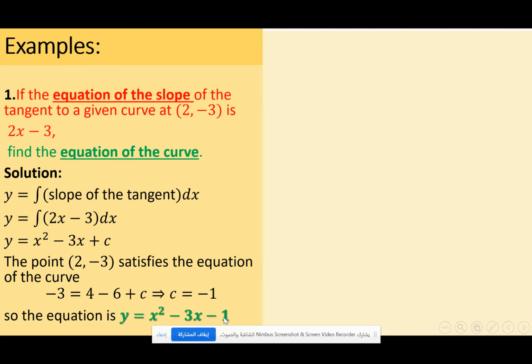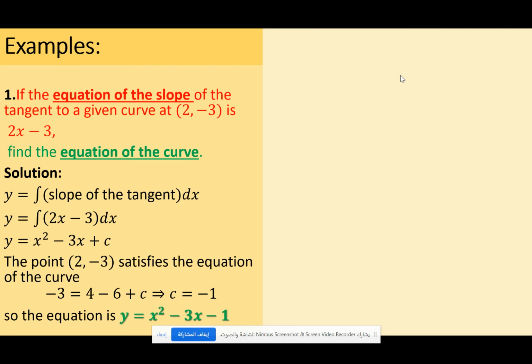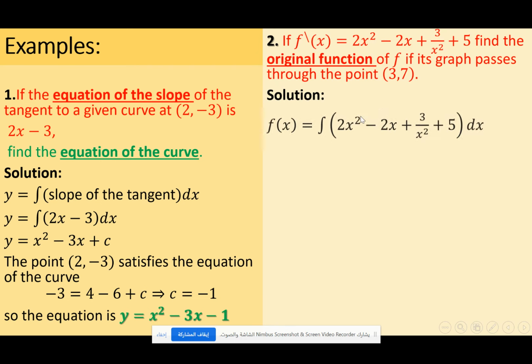We are done. In example number 2, he gives you the derivative of the function, f dash of x equals 2x squared minus 2x plus 3 over x squared plus 5. How are you going to find the original function? He gave you the derivative, and he is asking about the original function f if its graph passes through the point (3, 7). So you need to do the opposite operation of the derivative, which is integration, exactly like that. The integration of 2x squared minus 2x plus 3 over x squared plus 5.